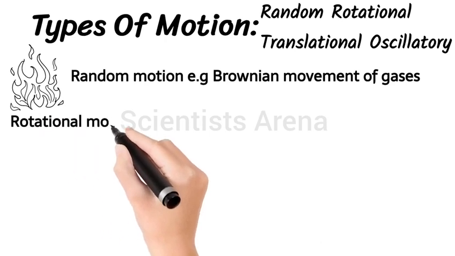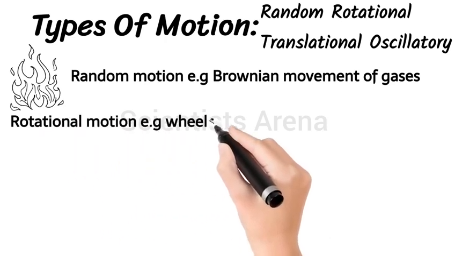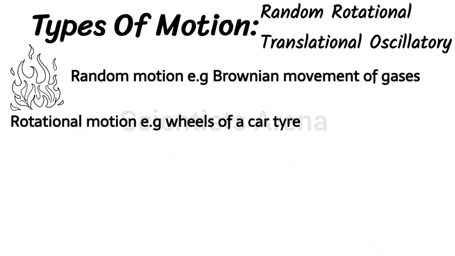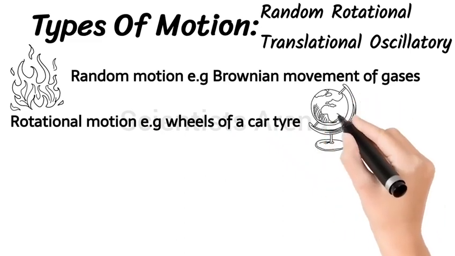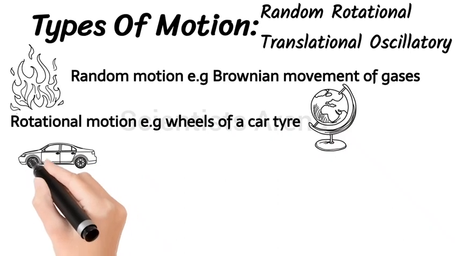2. Rotational motion. It involves the movement of a body around a fixed point known as the axis of rotation. An example of such is the Earth rotating about its axis as well as the wheels of a moving car.